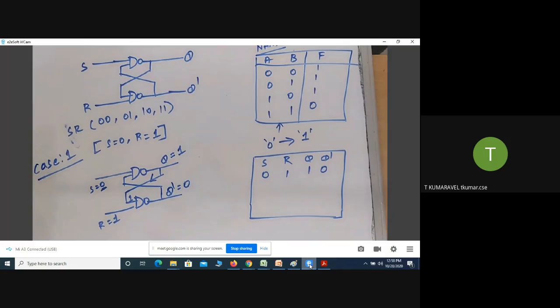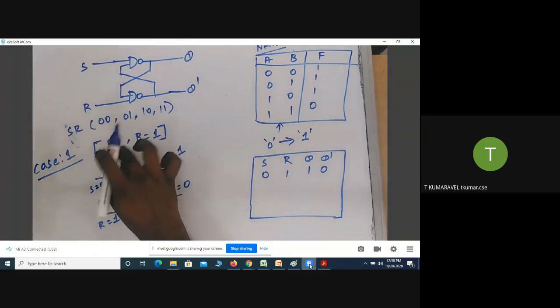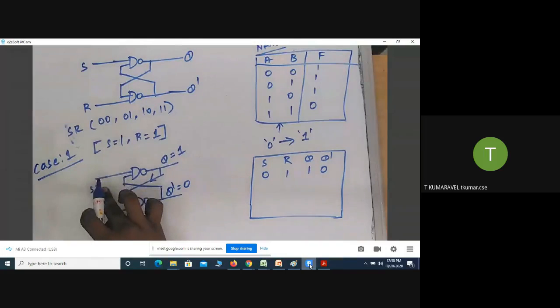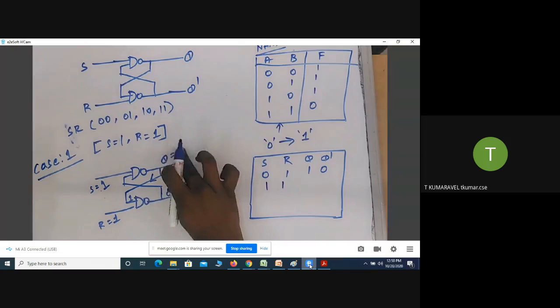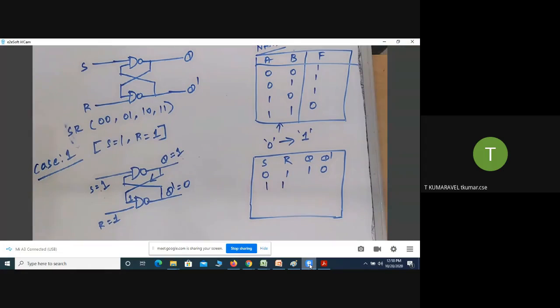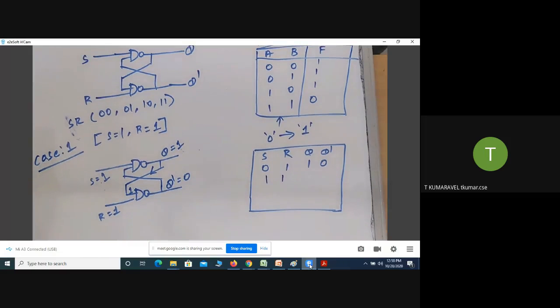Next, I'm taking the next input combination. The next input combination is S equal to 1, R equal to 1. And then I'm going to check the behavior of the SR latch. This is the previous output. If any one of the inputs is 0, I can easily predict the behavior of the gate, but here both inputs are 1. In such cases, you take the previous stage output as an input.